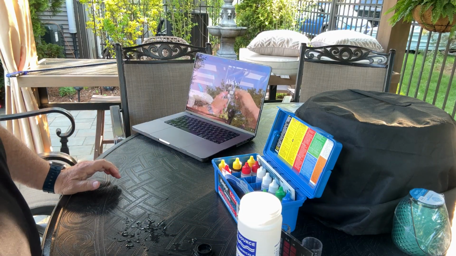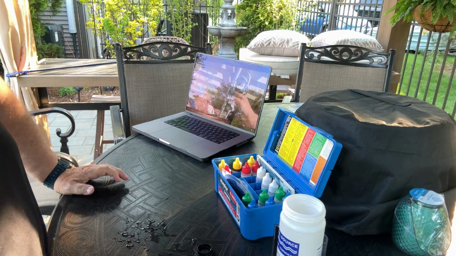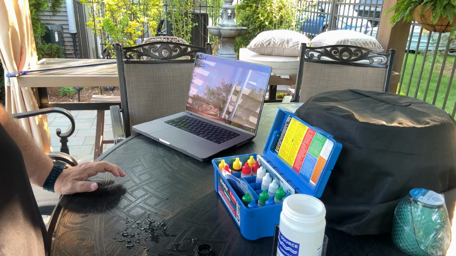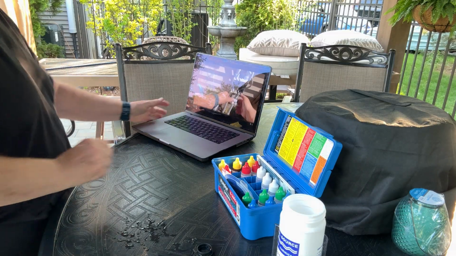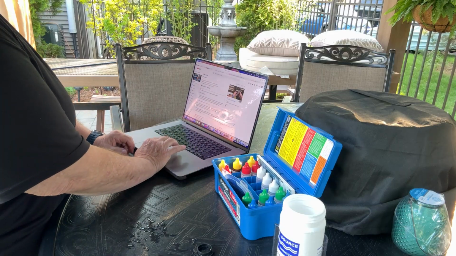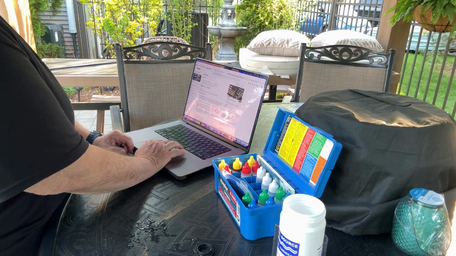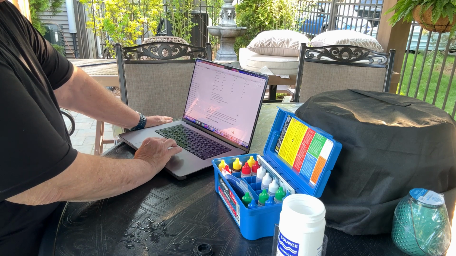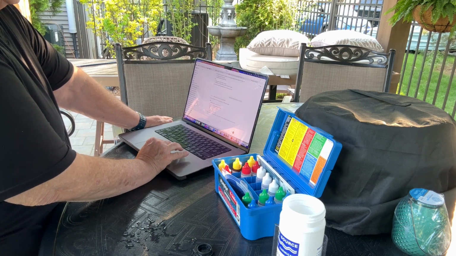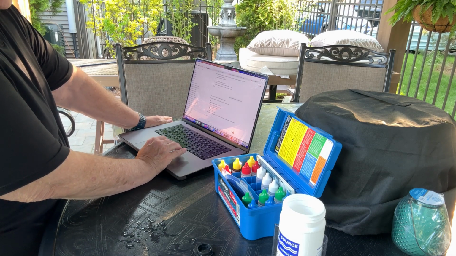Now at this point, our chlorine's a little low and our alkalinity is a little low. And our pH is a little bit on the high side. So let's see what ChatGPT is going to tell me, because that's what I use to calculate my values. Right? Everybody knows all about my pool.